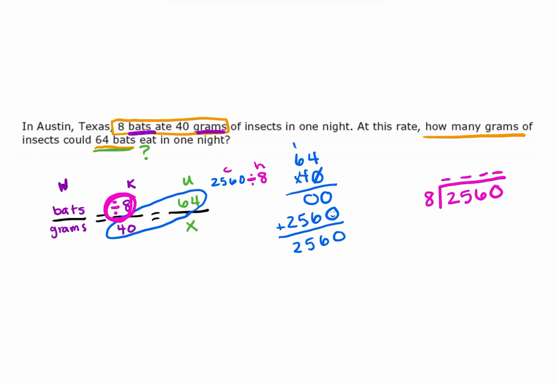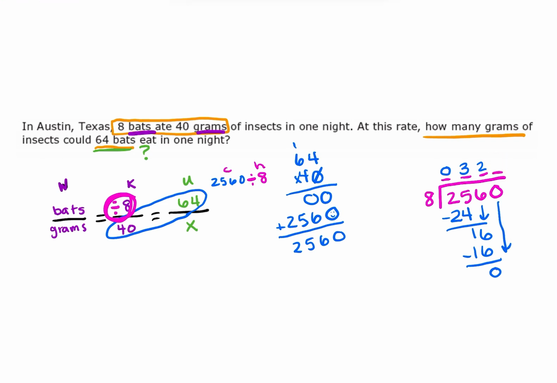So can 8 go into 2? No. Can 8 go into 24? Yes. 3 times, because that gives me 24. 1, bring it down. Can 8 go into 16? Yes. 2 times, which gives me 16. I am not finished. This is why dinner plates are important. I still have an empty dinner plate.